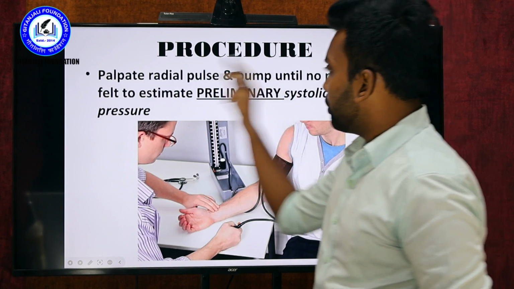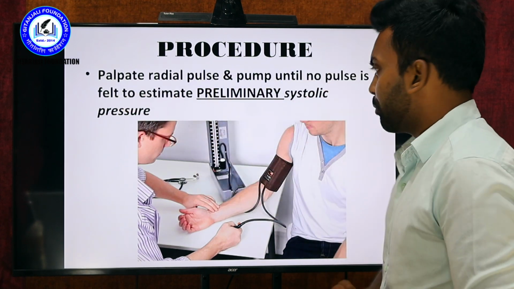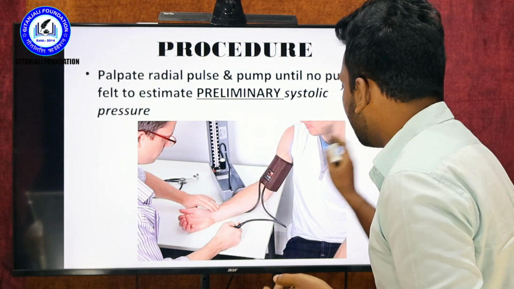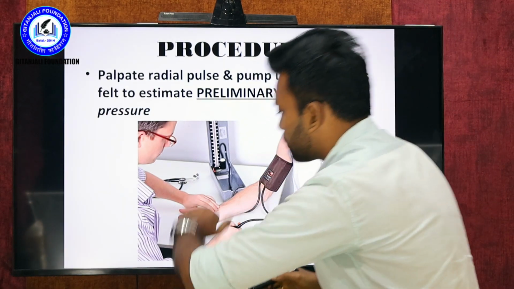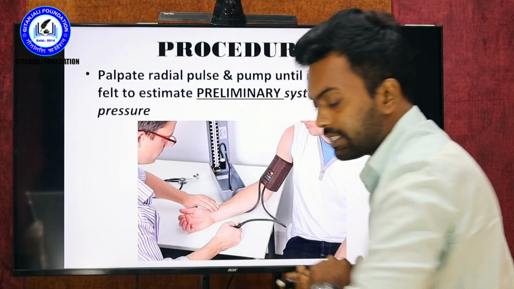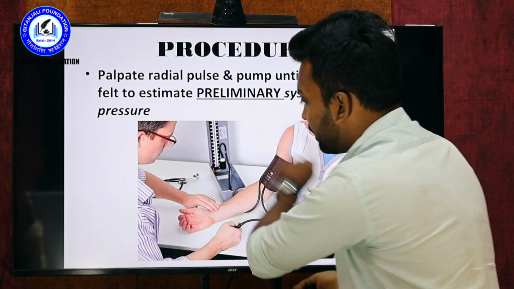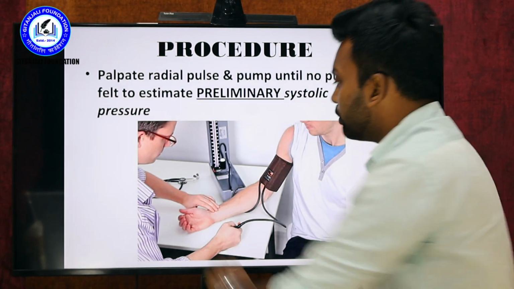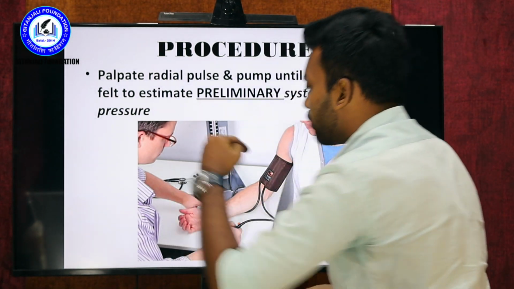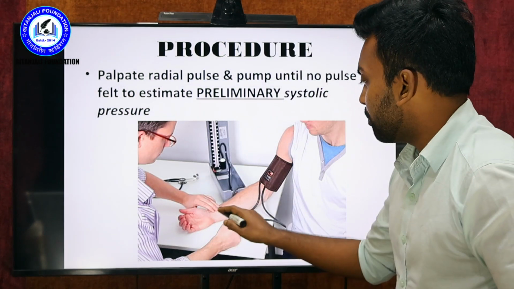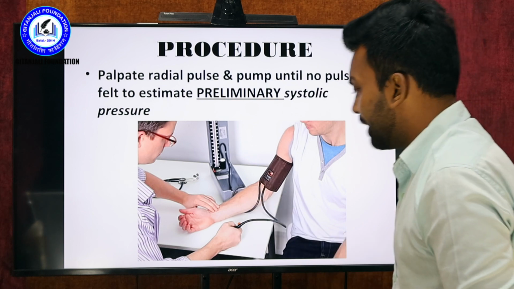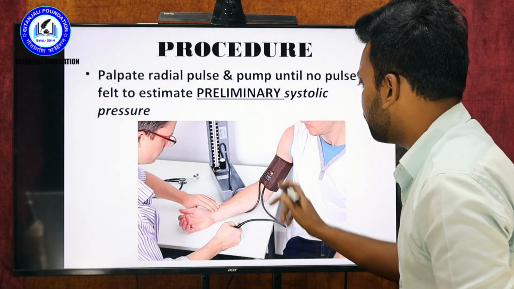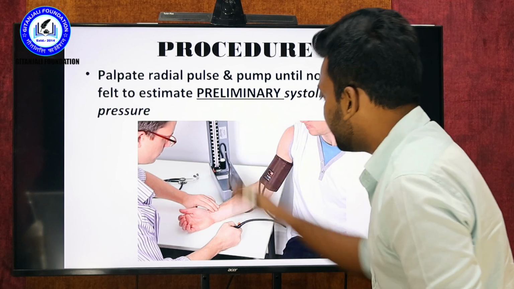And next is the procedure. So what exactly is the procedure? As shown in the picture, you place one hand over the pulse. This is called the manual method of checking blood pressure. You place your hand for palpation of the artery, called the radial artery, and you use the bulb to pump air.